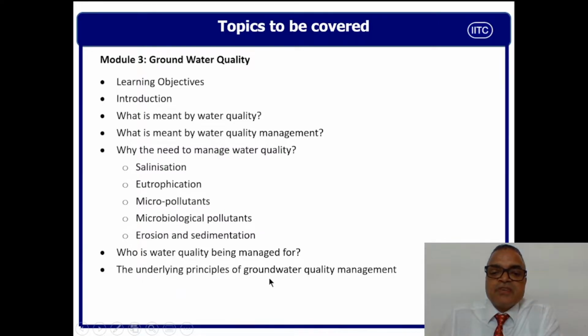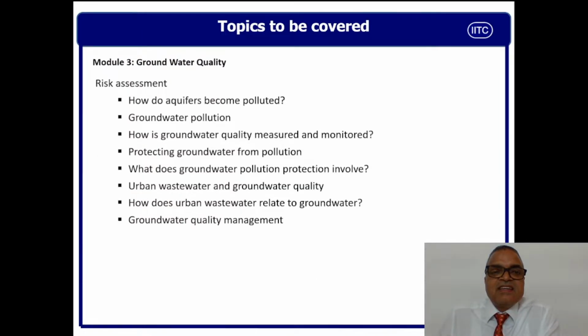The underlying principle of groundwater quality management. We will see what the underlying principles are so that we can manage groundwater quality. Correct? And we will also see the risk assessment: how aquifers become polluted and what the various sources of pollution of the aquifers are. Definitely we will see how groundwater pollution happens by urban region, by rural region, by agriculture region, by industrialization, and many more.